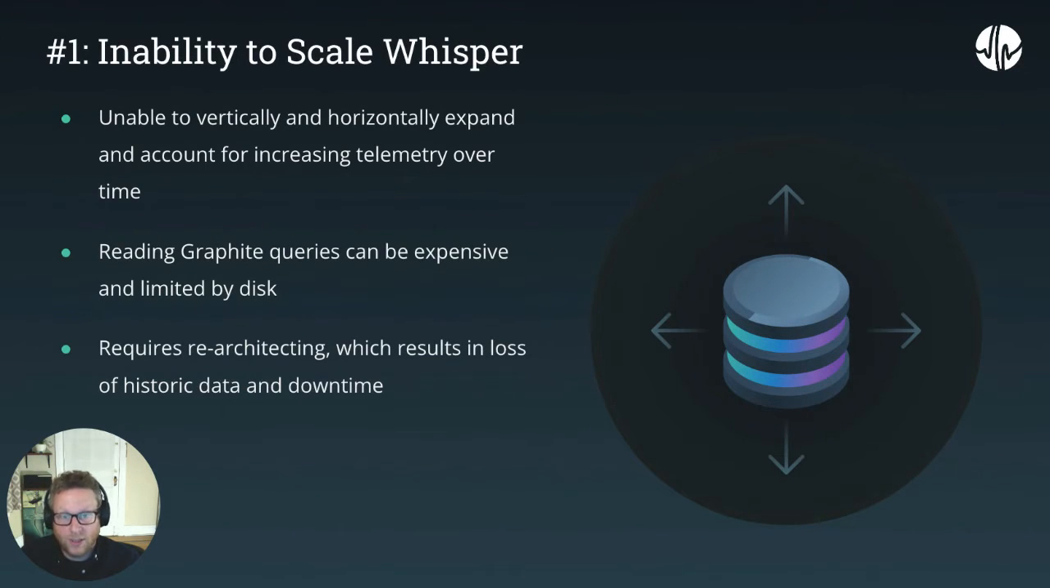Shown here, inability to scale Whisper. This is definitely one of the more challenging aspects of operating Whisper. Whisper is basically a flat file database where each unique series is represented by a fixed size file. And the size of that file is more or less determined by the resolution and retention configured within Whisper's config. This file-based format tends to work pretty well when storing the data, because you have a writer, and it's basically just appending data points to the end of the file. And that works better than you might think it would.